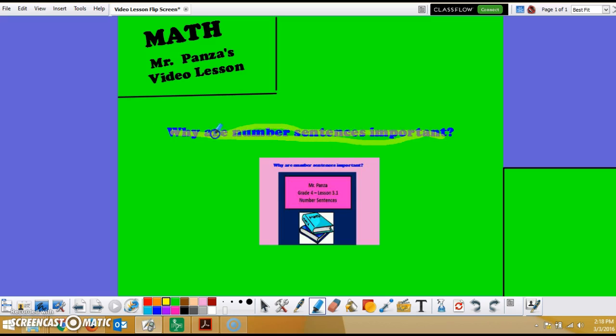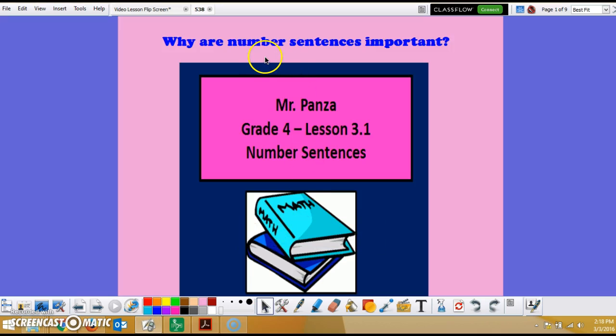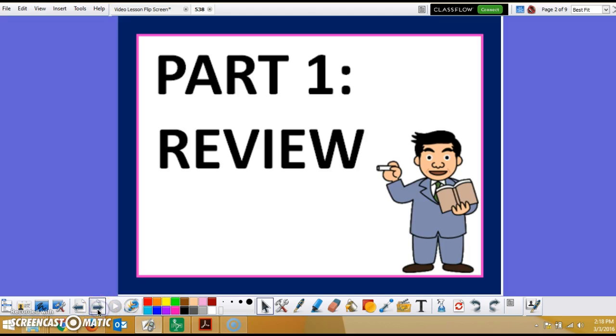They're more than just important, they're extremely important, and it helps us open our mind to algebra and algebraic thinking. So today, we're going to discuss that question and go through different number sentences and how they apply to algebra and algebraic thinking. Part 1 is a bit of a review.